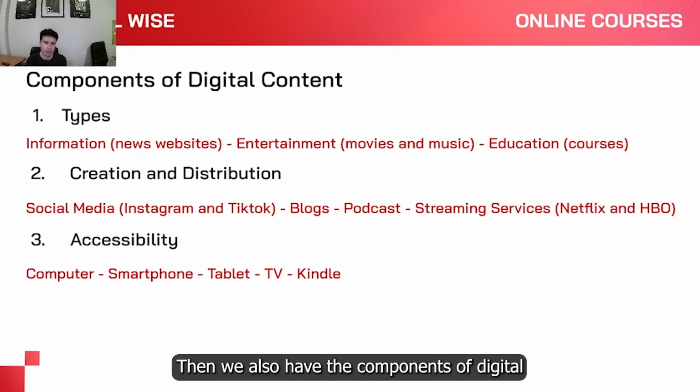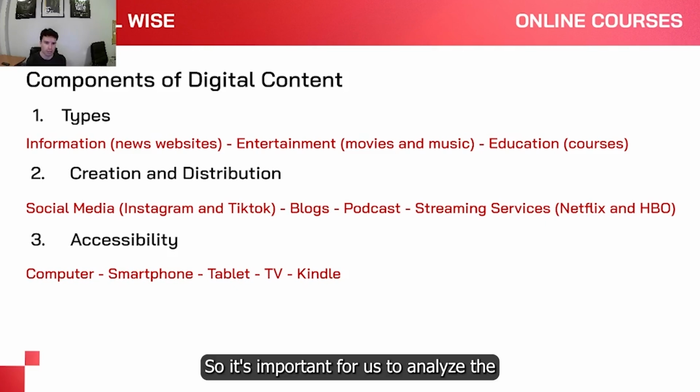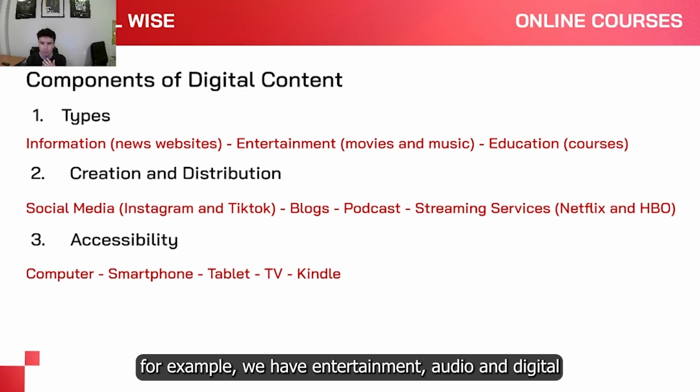Then we also have the components of digital content. So it's important for us to analyze the different types. We have information, can be news websites, for example, we have entertainment. We'll use digital content for movies and music, or for education purposes, such as this course, for example.